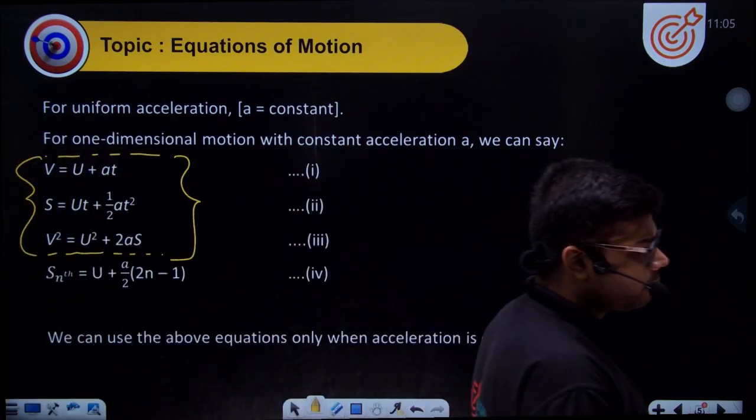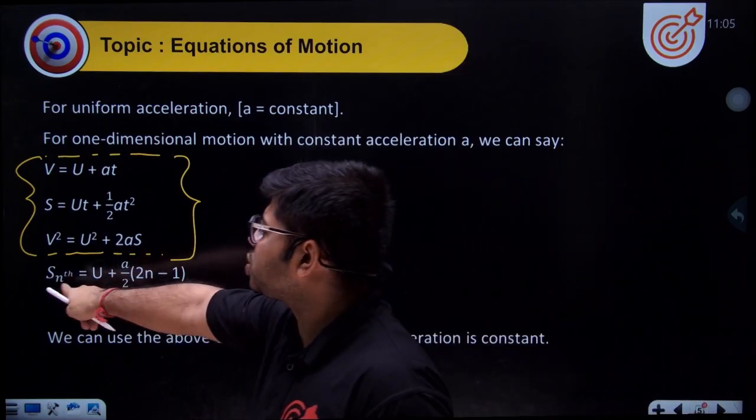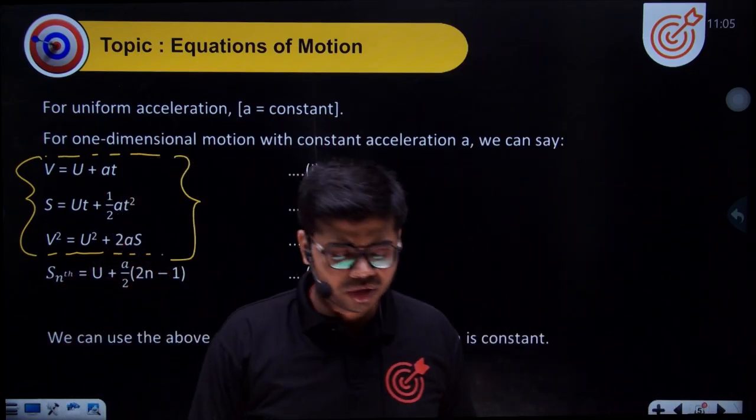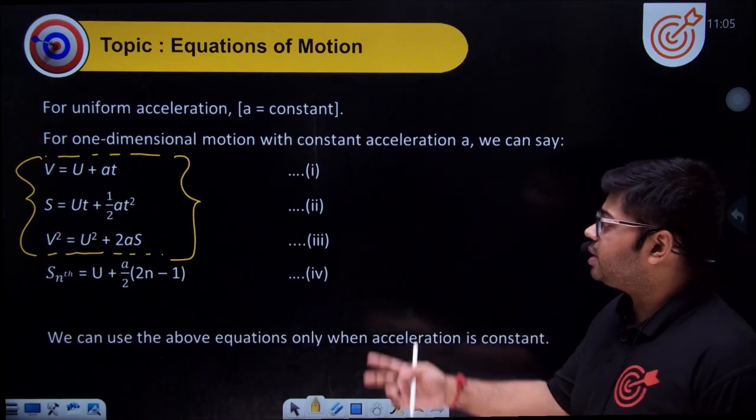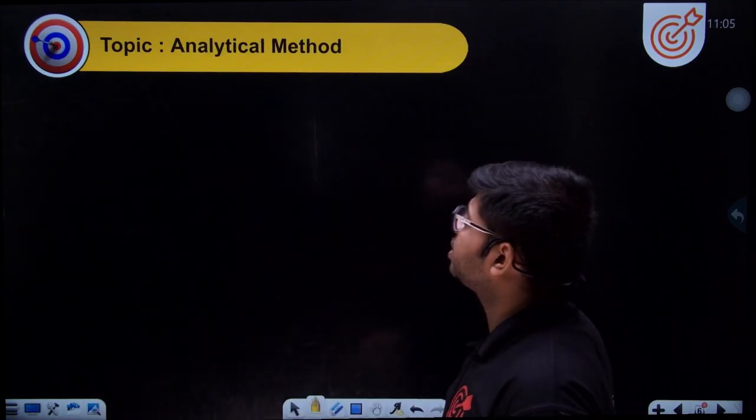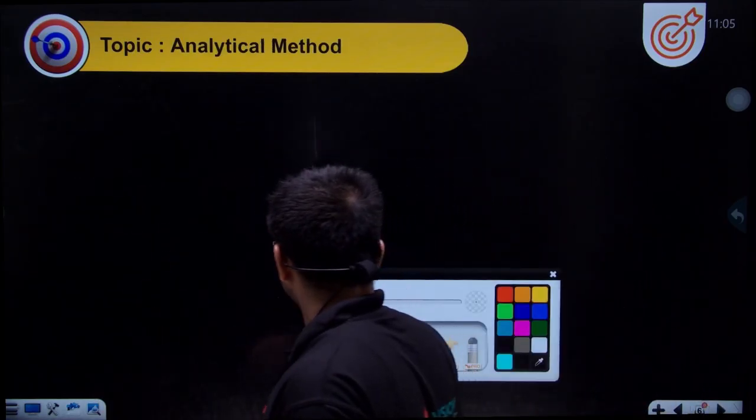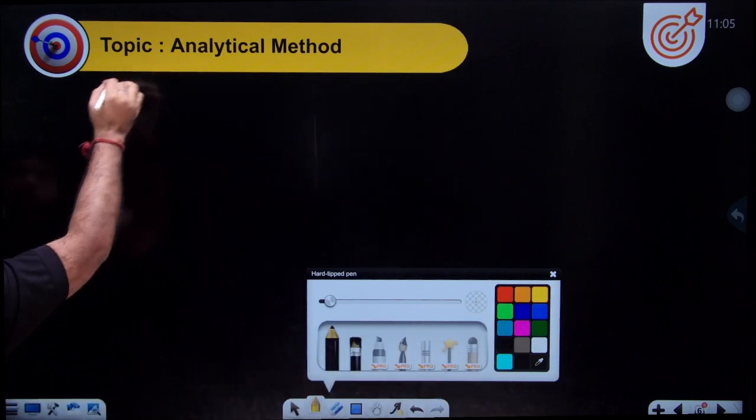These are the main 3 equations of motion that we have. This is the displacement of nth second. We'll see what it means. We'll see that. Don't worry. But let us first focus on these equations. Okay. So if I write the equations, we have 3 equations.